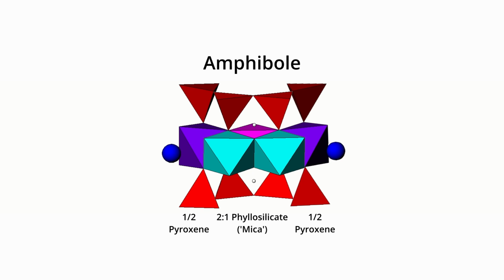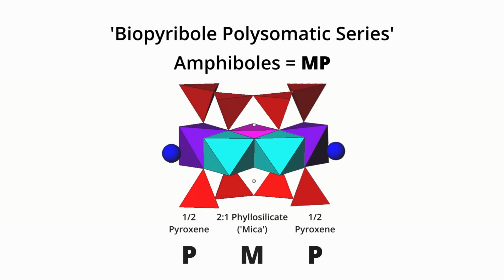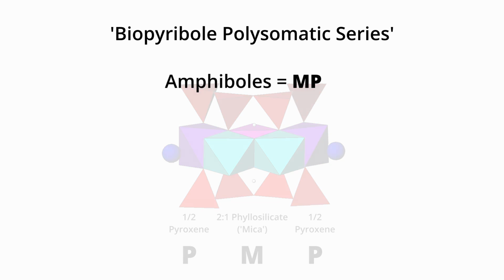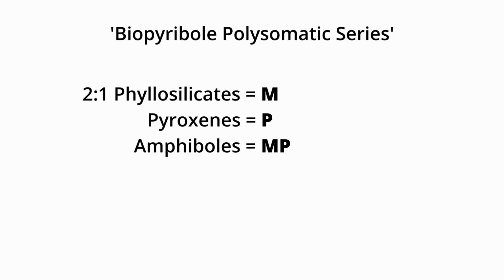In more general terms, the crystal structure of any amphibole can be expressed as a combination of modules taken from 2-to-1 phyllosilicates and pyroxenes. Thompson called this relationship the biopyrable polysomatic series, and he proposed that other combinations were possible, such as 2 2-to-1 phyllosilicate modules combined with 1 pyroxene module. This prediction led to the discovery of jimthompsonite, Clinojimthompsonite, and Chesterite.